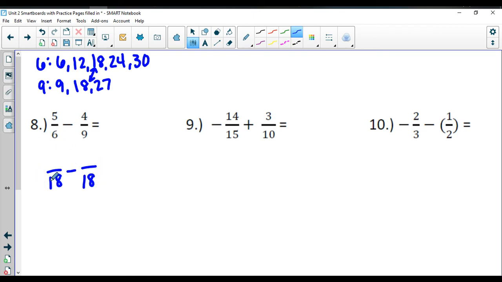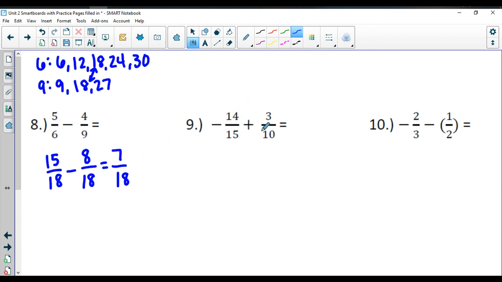6 times 3 gave us 18. So 5 times 3 is going to give us 15. 9 times 2 gave us 18. So 4 times 2 is going to give us 8. 18 stays. 15 minus 8 is 7. Your answer is reduced, so you're good to go.